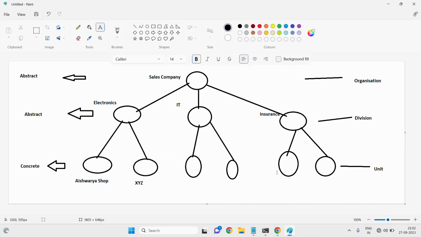Okay, let me explain in Telugu each and everything. Once you listen very keenly, right?